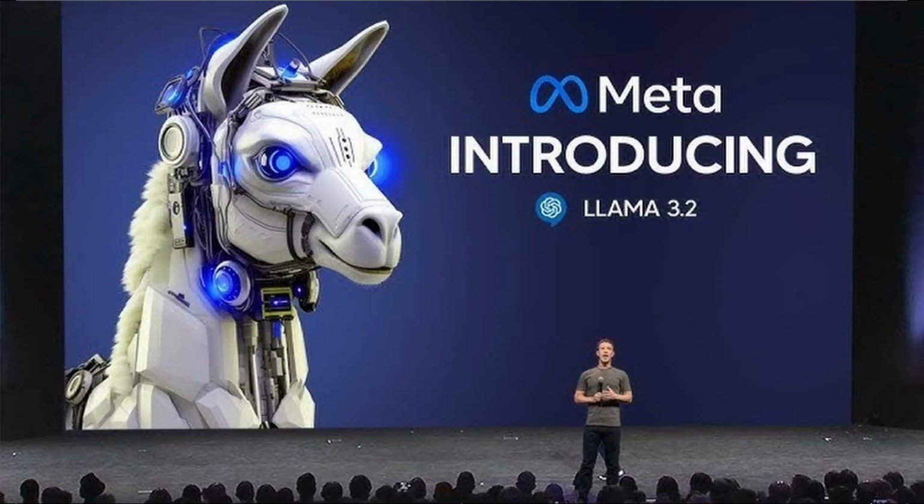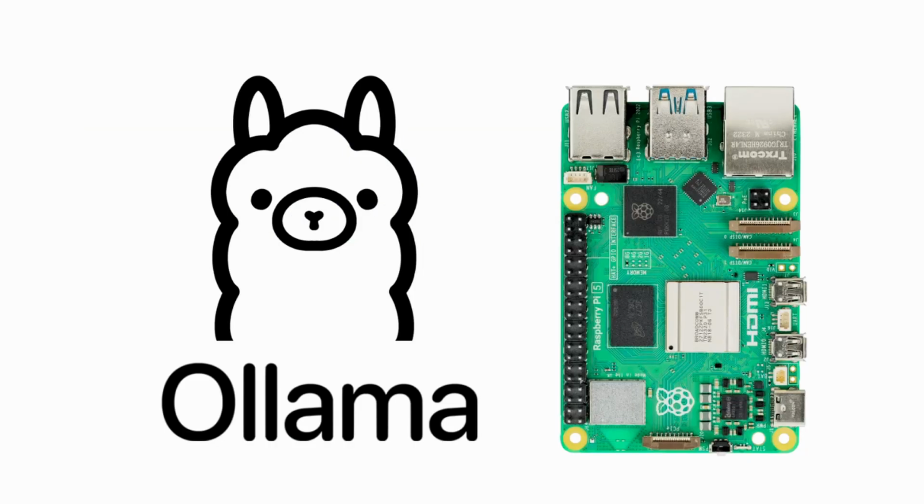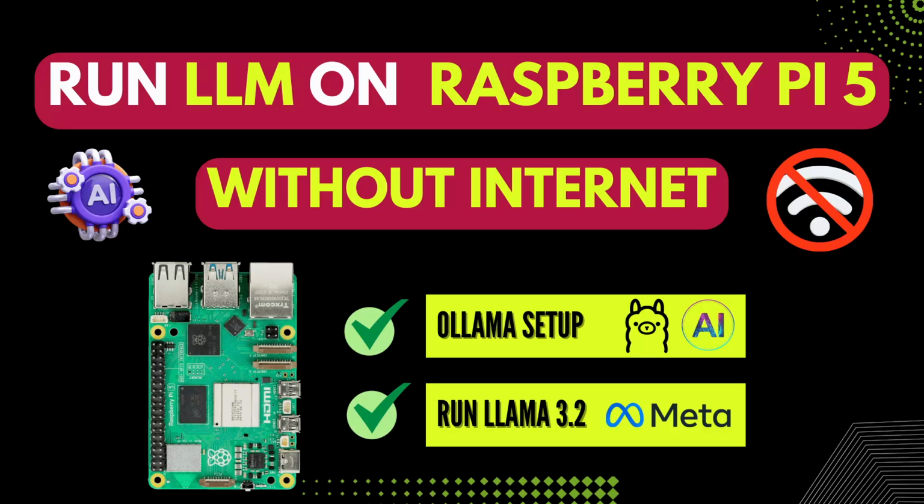In the previous video, we installed LLaMA 3.2 on our Raspberry Pi 5 using Ollama. If you haven't watched it yet, then I suggest you watch it first before proceeding to this video.